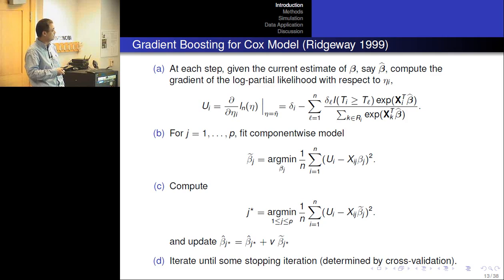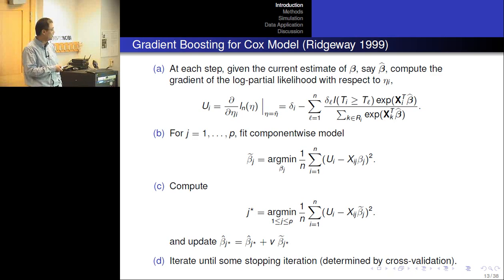Optimal component is defined as the component that minimizes the least square loss function, and then they choose that component. And boosting only updates one component. That's different from lasso. For lasso, with coordinate descent at each iteration, we cyclically update all the components, all the variables. But for boosting, at each step, only one variable is updated.